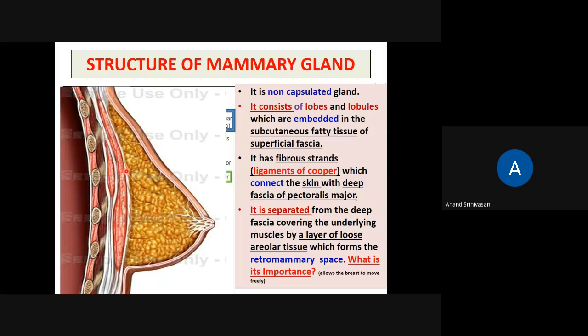Now, another important clinical relevance with regard to the ligaments of Cooper. Suppose it is a malignant cancer of the breast. The malignant cancer can infiltrate these small tiny ligaments which hold the mammary gland in its place. What happens if it infiltrates the ligaments of Cooper? They will contract. And what happens when these ligaments contract?